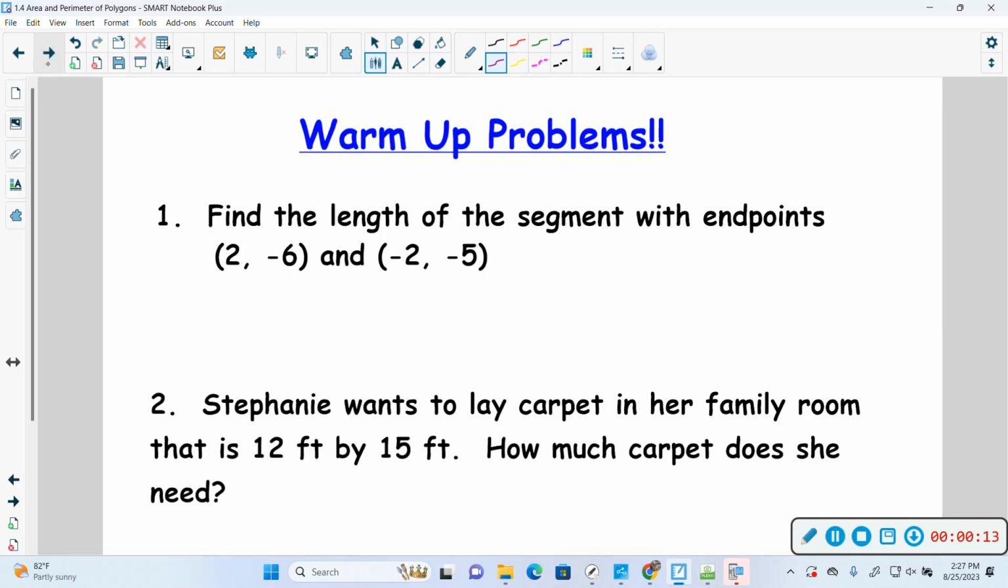So here we go. Let's first review and get ready because there is some distance formula involved today. Find the length of a segment with the endpoints. When it says length of the segment, because we're going to have to use this for today when we do our formulas, how long is a side of a triangle? I need my distance formula.